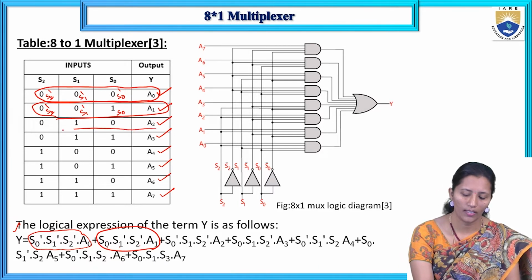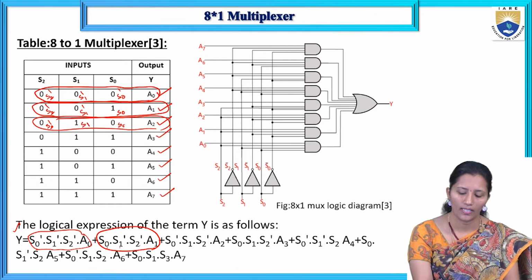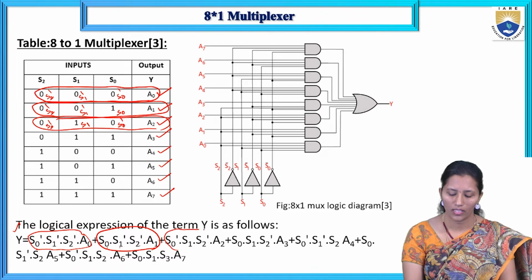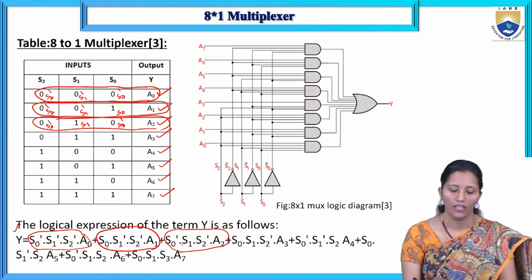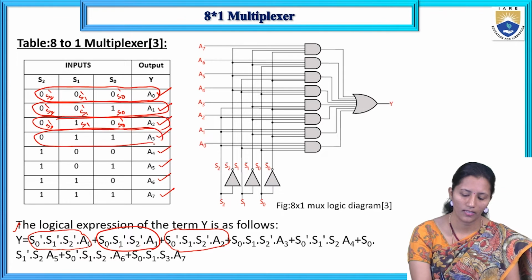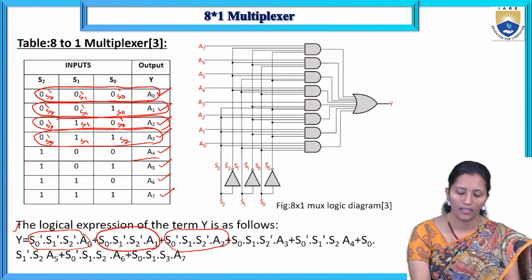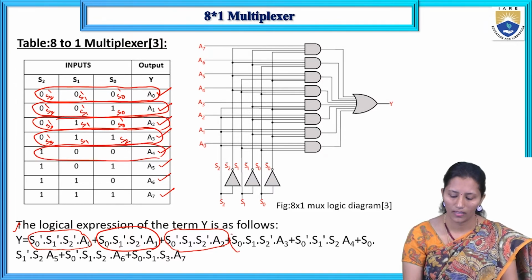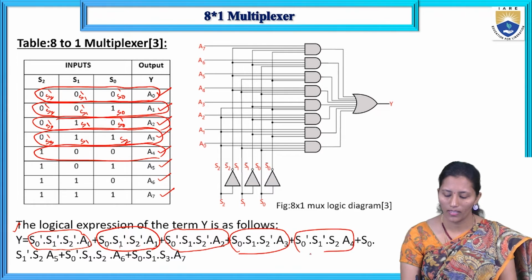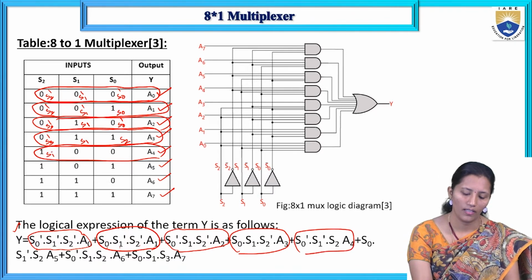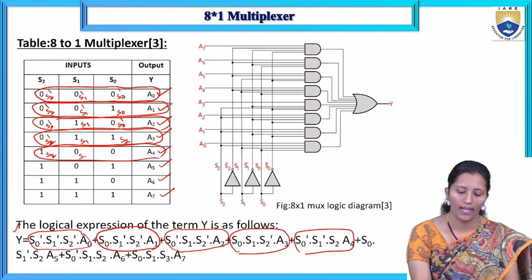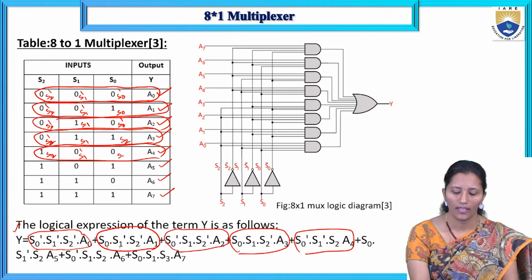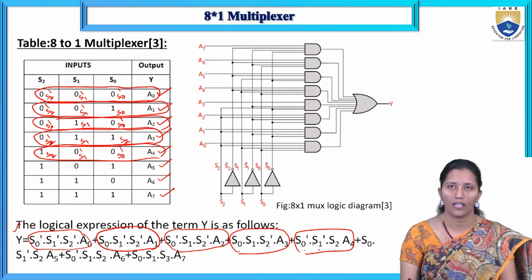For the third product term, this is S2 bar, S1, S0 bar into A2. The fourth product term, for A3, is S2 bar, S1 and S0 into A3. The fifth one is S2, S1 bar and S0 bar into A4.